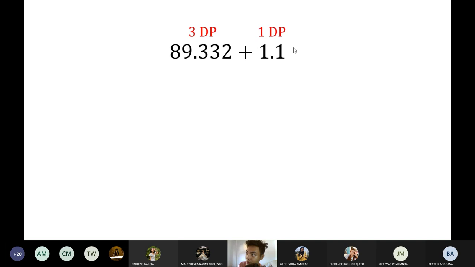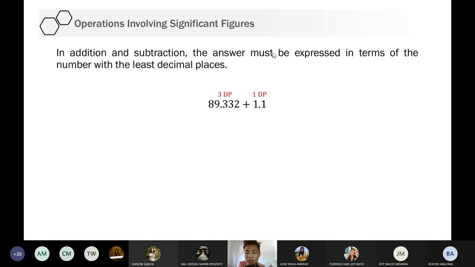My decimal point. So that means I only have one decimal point. Okay, so how am I going to solve this considering the rules for operations with sig figs? Okay, so this is how you're going to answer this. You just add them as is, okay? So you will get 90.432.